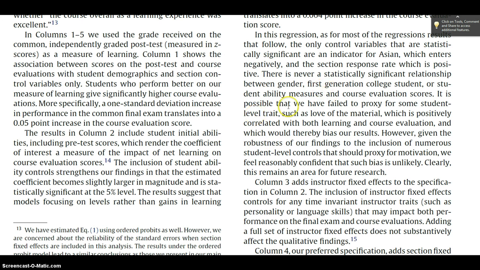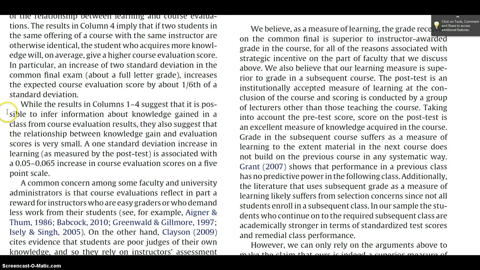So they mention it's possible they failed to proxy for some student level trait, right? And that's important. You want to look for any indication of limitations of the results. And they use that to set up future research. So what else could be done in the future to study this? Notice on page 715, they're referring you to the results identified in columns 1 through 4. And they're identifying for you that this relationship could be small. So you also want to look for language like this where the researchers are calling attention to the limitations of some of the results that were found.